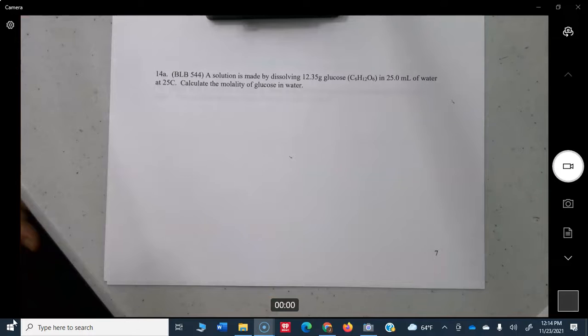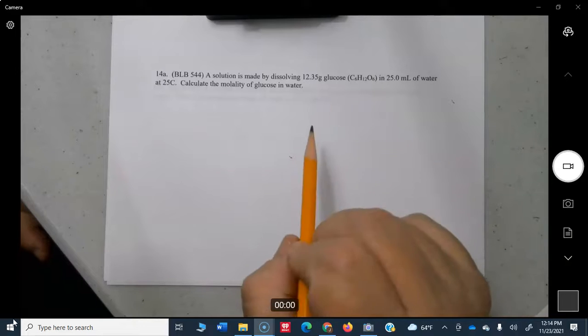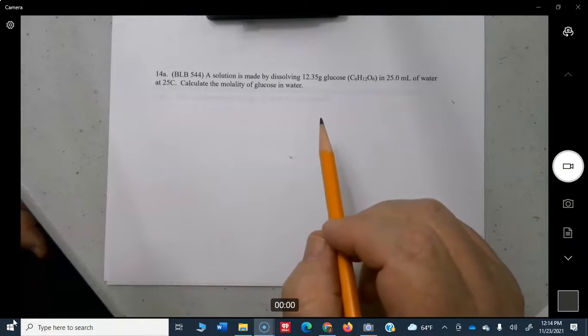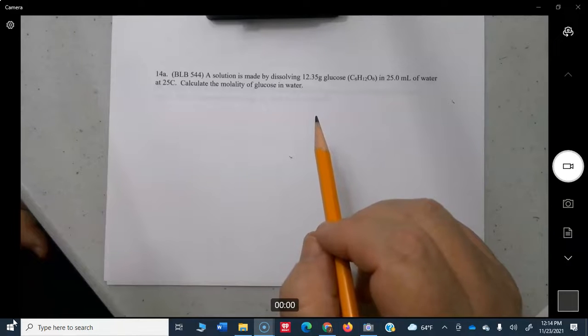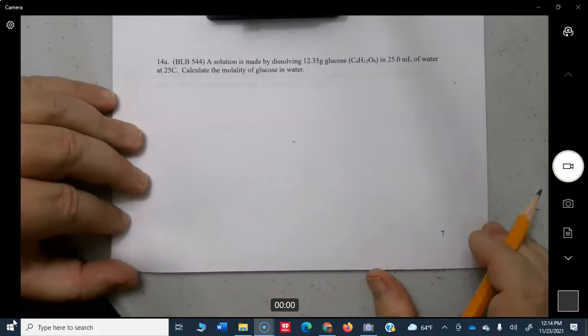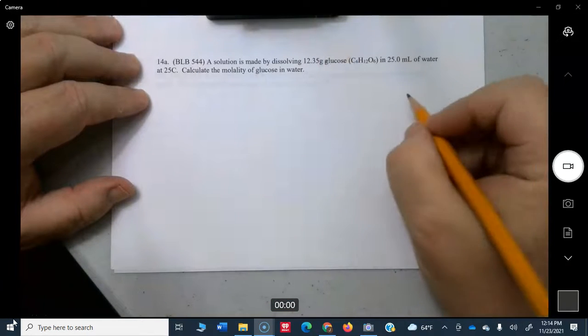All right, a solution is made by dissolving 12.35 grams of glucose, and again, rather than this, I just write GLU, in 25 milliliters of water at 25 degrees. Calculate the molality of the glucose in water. Well, this is a pretty straightforward problem. It comes out of your book on page 544.